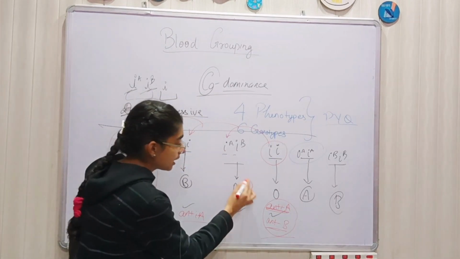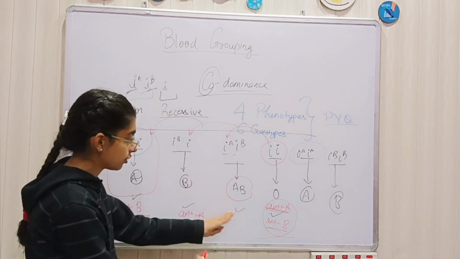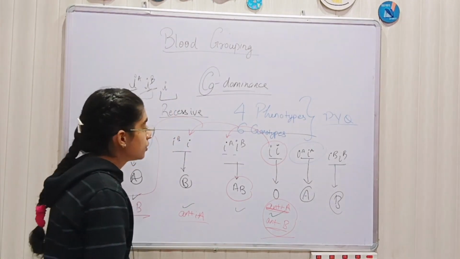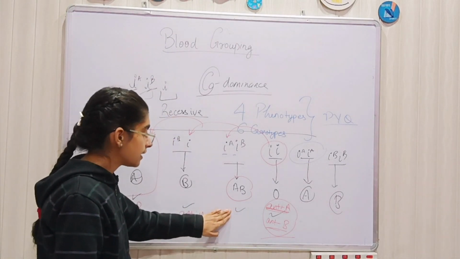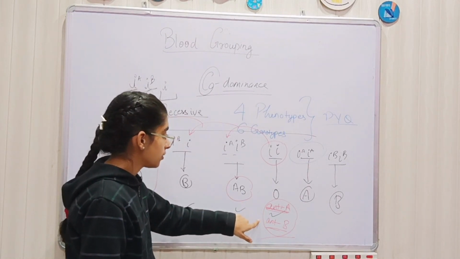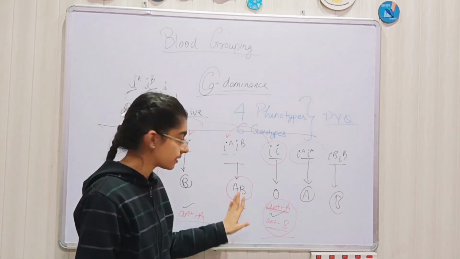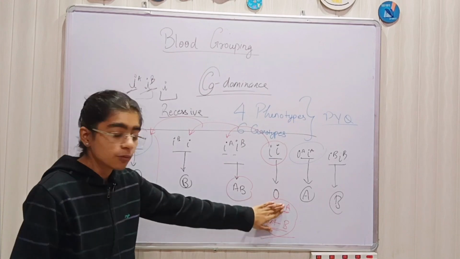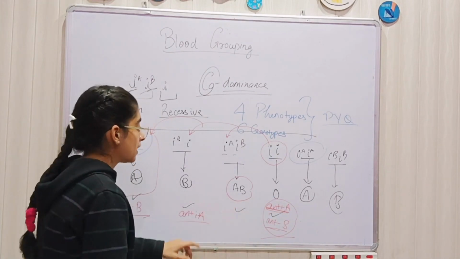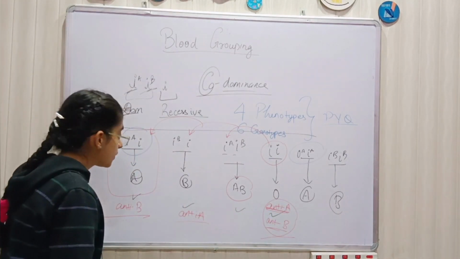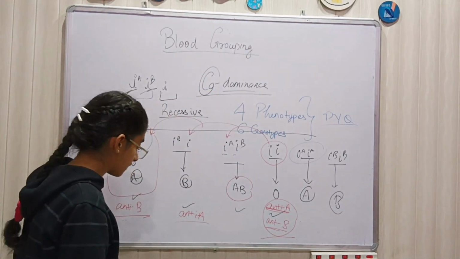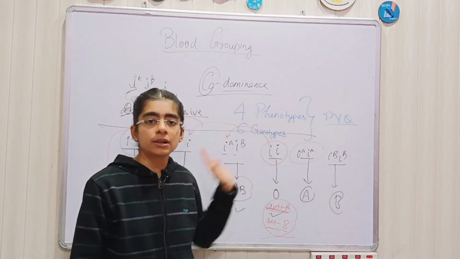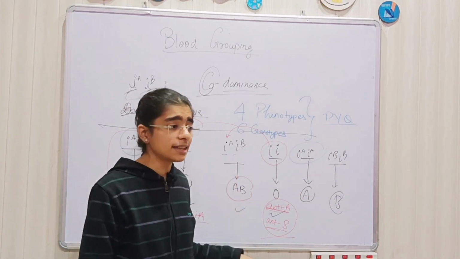Now, AB blood group will not have any antibodies, right? So if I put O blood group, AB will accept it. So O was the universal donor. Now for AB blood group, if I put A blood into AB, it does not have any antibody. So it can receive any blood group, any blood type.